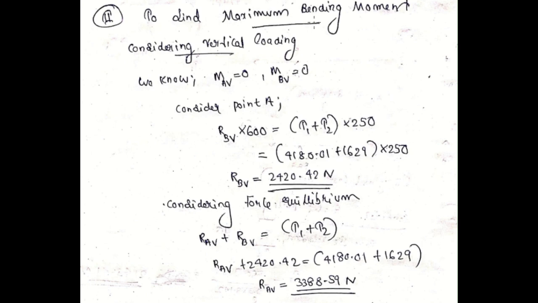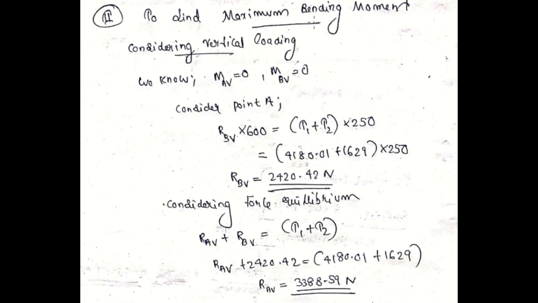First, we'll be considering the vertical part. Then we'll be taking the horizontal part. From there, you will be finding the maximum bending moment. So taking the vertical part, if you look at the load diagram, we can see the moments at A and B, M_AV and M_BV, will be zero, because those two points are hinged or bearing points, so there will not be any moment at those points. So M_AV equals 0 and M_BV equals 0.